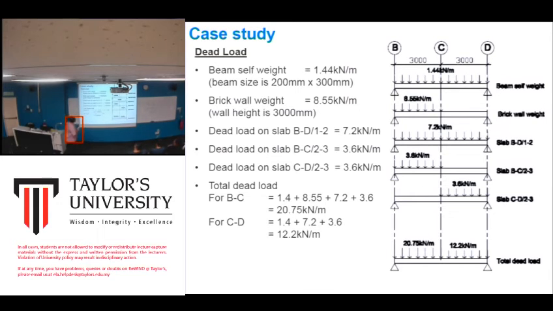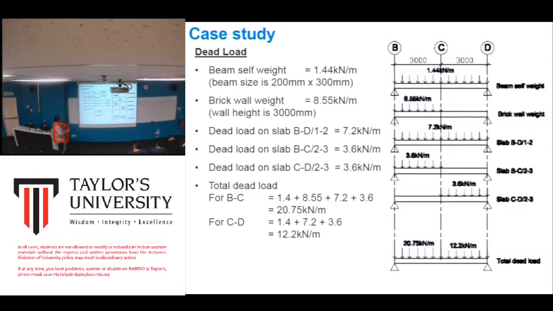For example here, beam self weight is, let's say, 1.44. And then beam brick wall 8.55, the one that we calculated just now, okay. And the load of the slab, let's say when you have done the calculation, the value is 7.2. This one is 3.6, this one is 3.6. These are the 3 slabs. Okay. And then total dead load for BC and CD.